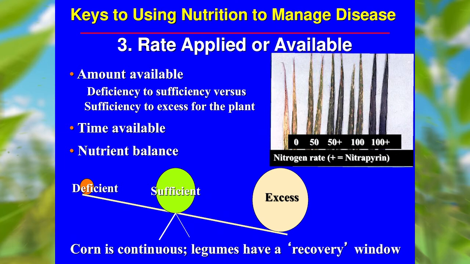A third key would be looking at the rate that's applied. We want to have that balanced nutrition again. That balance means that you need to have full sufficiency though for the crop. And this is tan spot on wheat. You can see about 100 pounds of additional nitrogen would be full sufficiency under the conditions that we had here. And you see as you increase your nitrogen rate, the severity of that disease drops off very, very sharply. And if we inhibited nitrification, in this case also with the nitrapyrin, at that 50 or 100 pound rate, we saw an additive effect in addition to just seeing the sufficiency met.